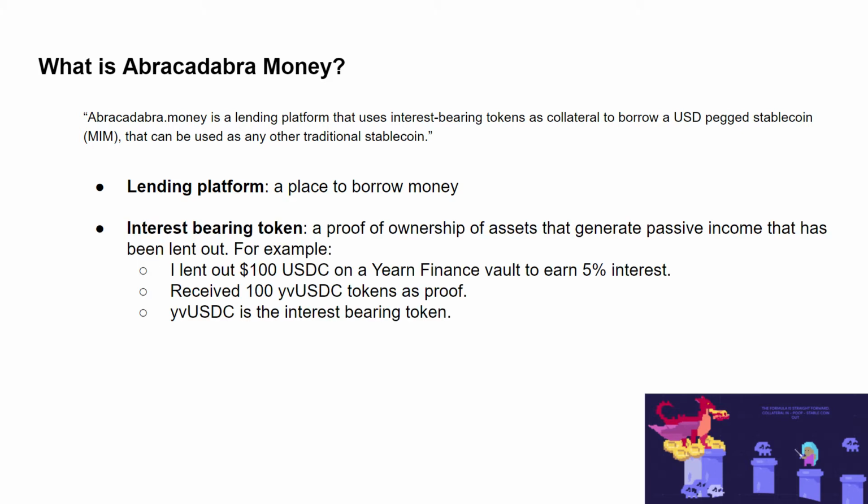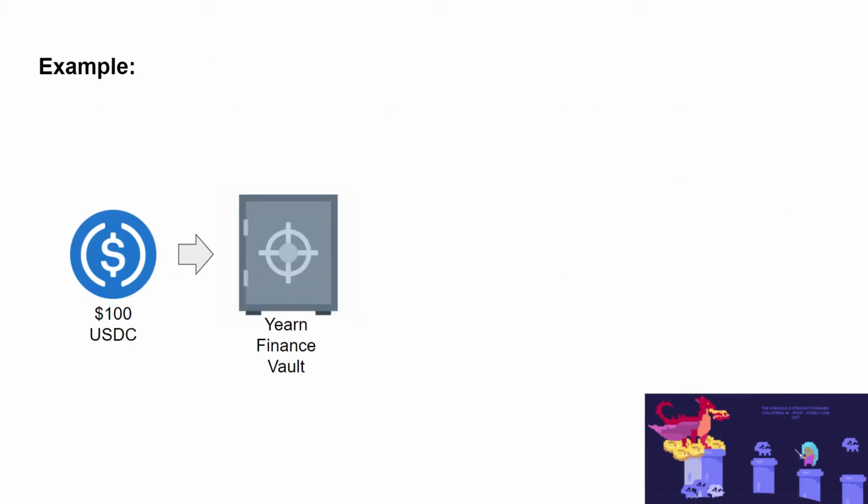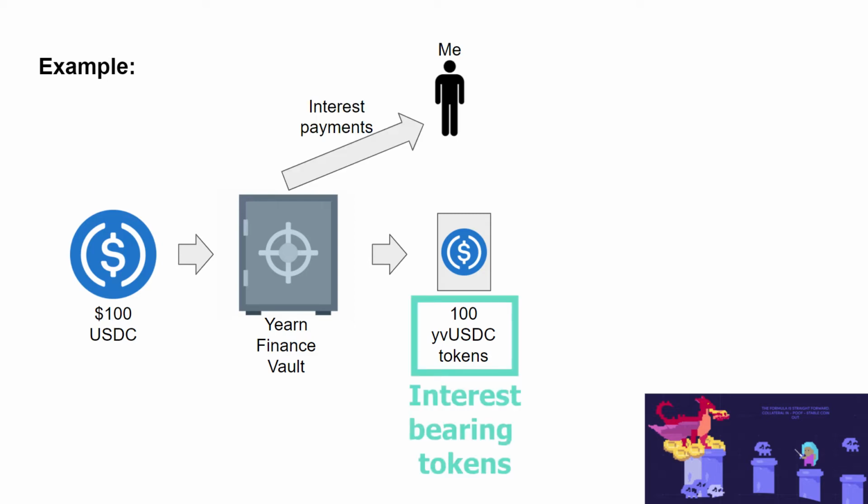In DeFi, interest-bearing tokens are tokens that act like a receipt or a voucher that proves ownership to some assets that generate passive income that a person has lent out. For example, I deposit $100 worth of USDC into a Yearn Finance vault and receive back about 100 YV USDC tokens. The Yearn Vault token, or YV USDC, is the interest-bearing token and proof that I have loaned out my $100 worth of USDC. It is also proof that I'm able to earn interest on the deposited funds.